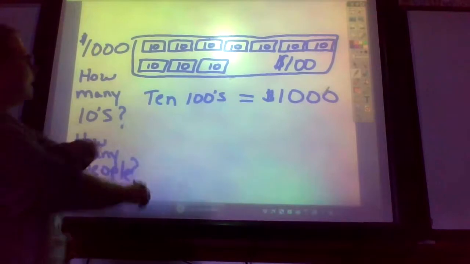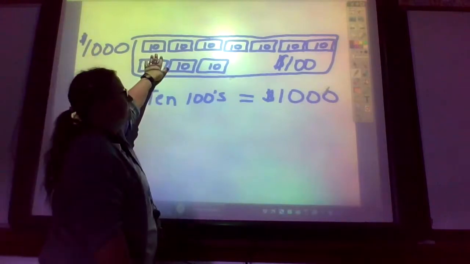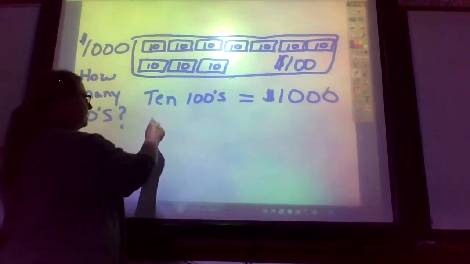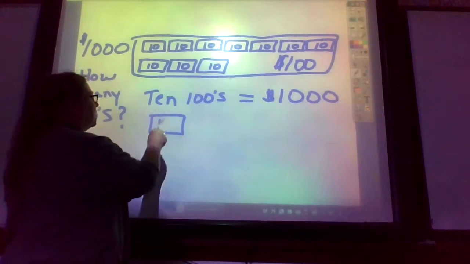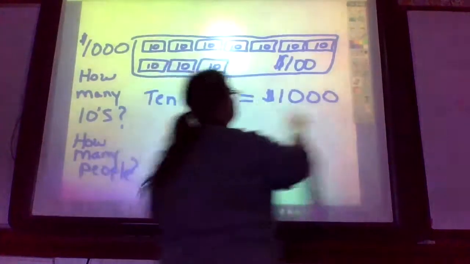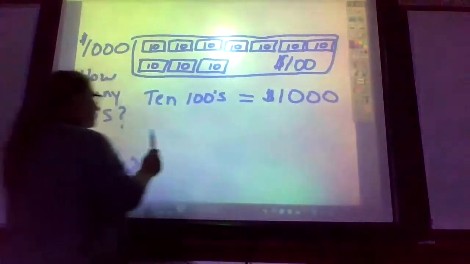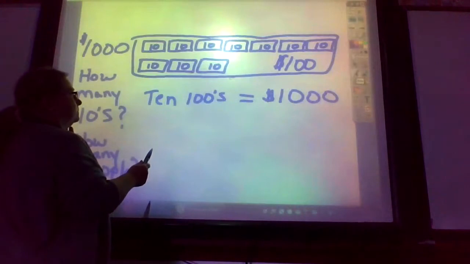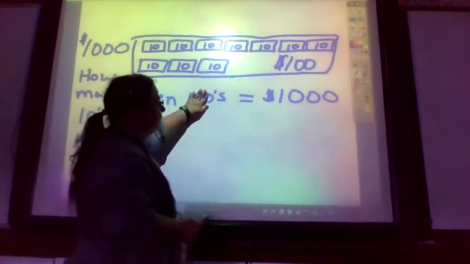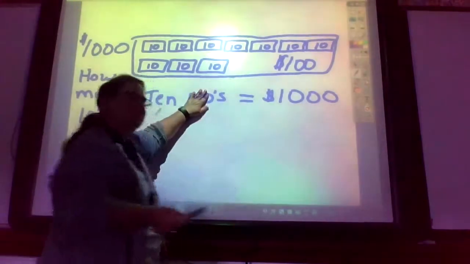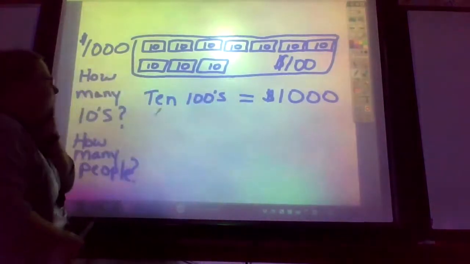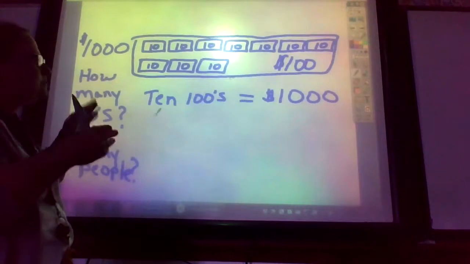So, I would need 10 pictures like this, okay? 10 pictures like this. So, 10 $100 bill, or I'm sorry, not 10 100s. Yeah, that's right, 10 100s equals 1,000. This is hard to do when you're not sitting in front of me so I can show you in real paper with play money. It's kind of hard just to do it for you. 10 100s equals 1,000.